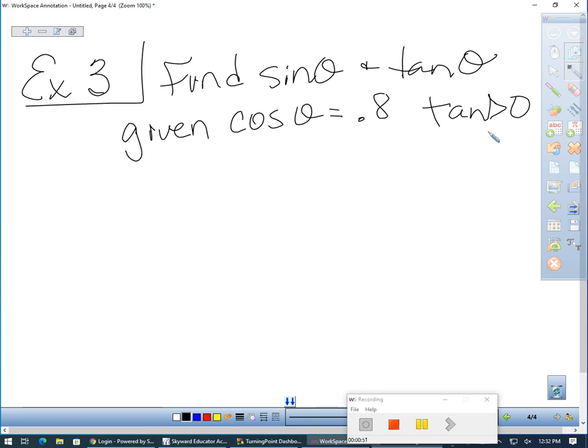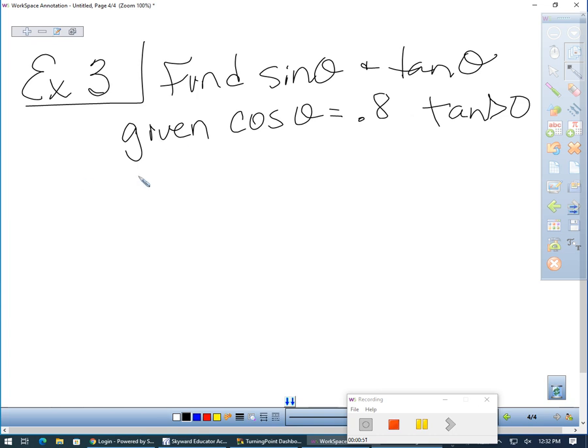First. We're finding tangent. Did I say it wrong? I'm sorry. Yes, I want to find tangent. We're going to find sine, and we're going to find tangent. So now, our given information is cosine. So automatically, which Pythagorean identity are we going to use?